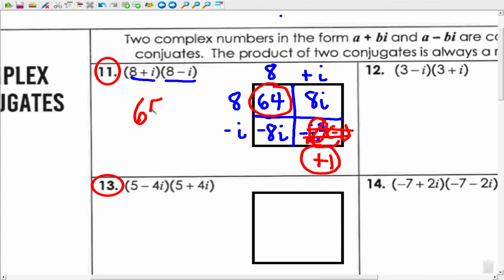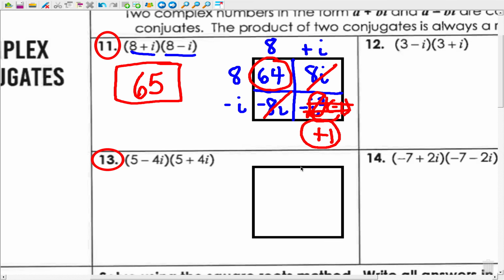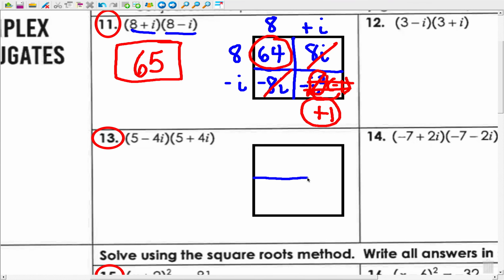Notice what happens with these two terms. They're like terms, but they're going to cancel out, which means your final answer ends up only being 65. For the next problem, you're going to write the same thing going across the top, well, not actually the same thing, but it's 5 minus 4i and 5 plus 4i.